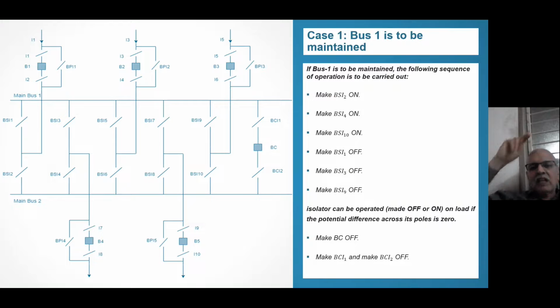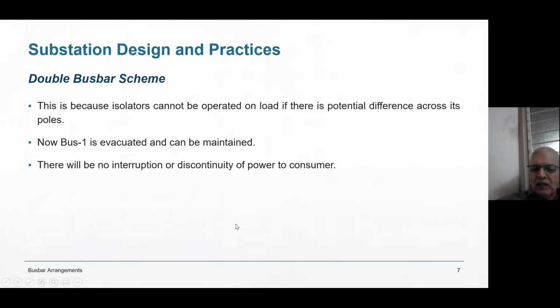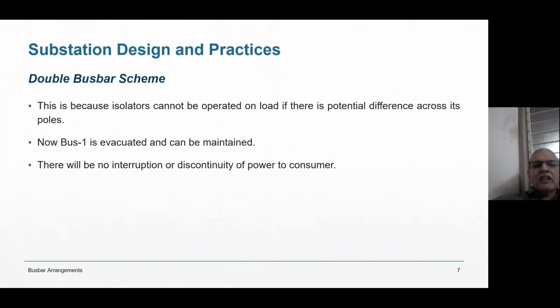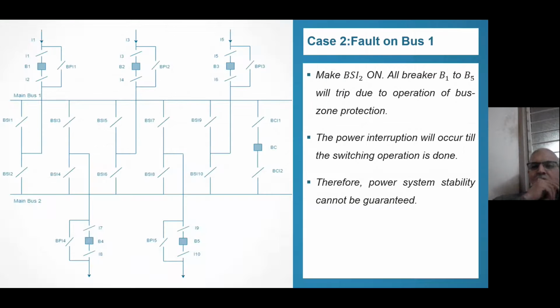Now the next thing. Next thing. What is the next thing? Yes, sorry. Next thing is this is because isolator. Now what we are doing? You are seeing the fault on bus 1.